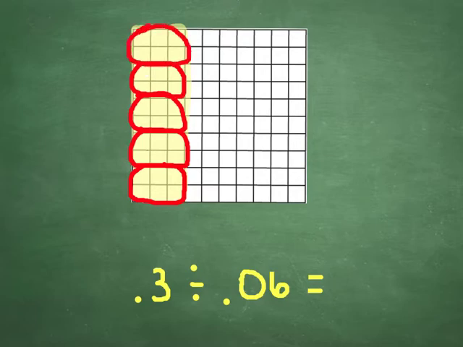So now I count out my groups. How many groups do I have? I have 1, 2, 3, 4, 5 groups. So my quotient is 5. So 3/10 divided by 6/100 equals 5.